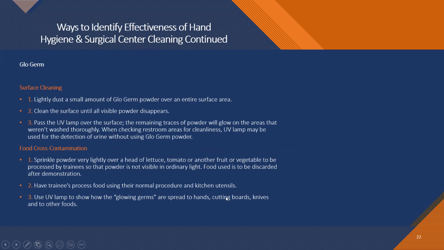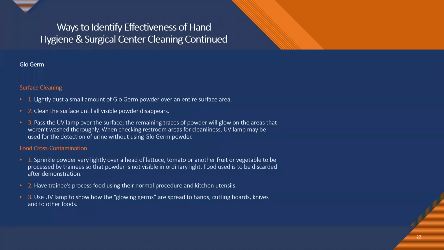Many centers don't think about using glow germ for identifying surface cleaning and for floor cleaning. But if you get some and you lightly dust a small amount of glow germ powder over an entire surface area, and you clean that surface until all visible powder disappears, you pass the UV lamp over the surface and the remaining traces of powder will glow on the areas that weren't washed thoroughly.